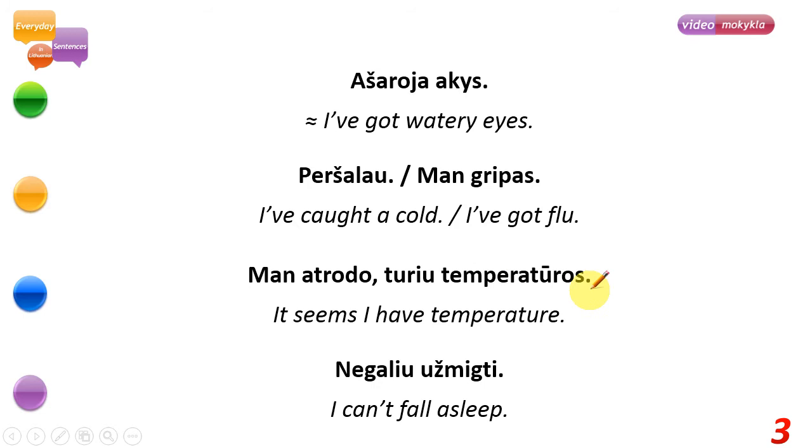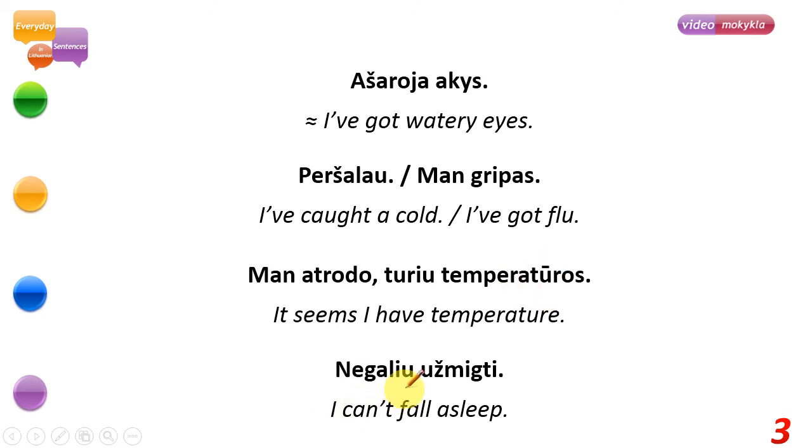If you want to say some sugar, some milk, some money, some temperature, you always use genitive case with such nouns and "some." Some temperature, temperatūros, genitive. Temperatūra, temperatūros. Turiu temperatūros, I have some temperature. Man atrodo, turiu temperatūros.